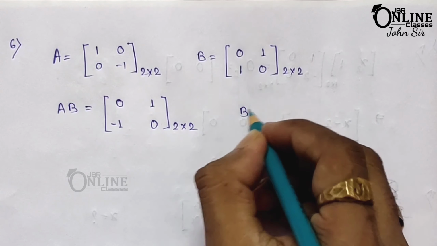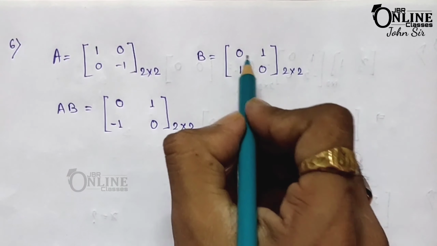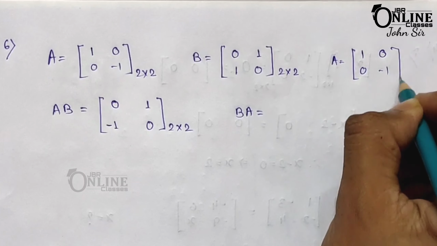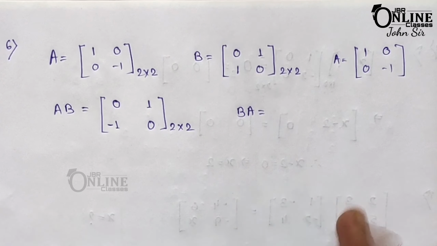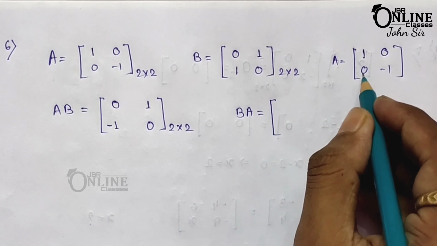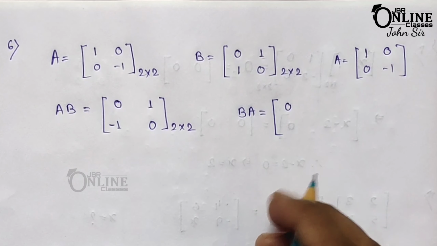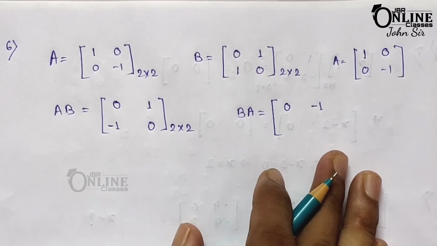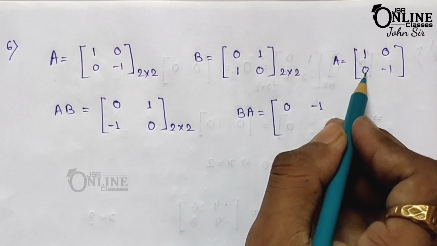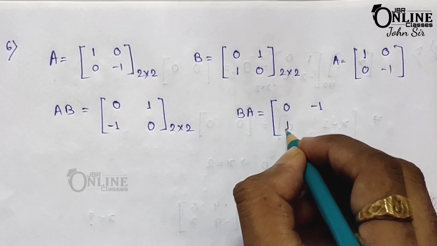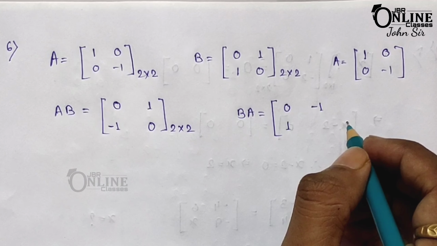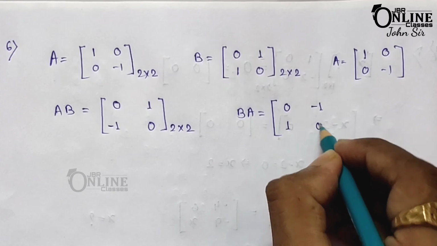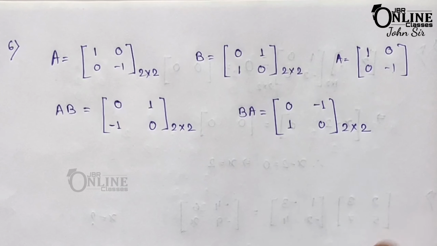Now the next one is BA. Okay, so that means now this will be your first row. So first here write down A again, so it will help you. So first row, first column, 1 into 0, it becomes 0, then 0 into 1, 0, so it will be 0. 0 into 0, 0, minus 1 into 1, minus 1, so write down minus 1. 1 into 1, it's 1, and 0 into 0, 0, so 1 plus 0, it's 1. And now the last one, 0 into 1, 0, minus 1 into 0, 0, so it will be 0. It's also a 2 cross 2 matrix.